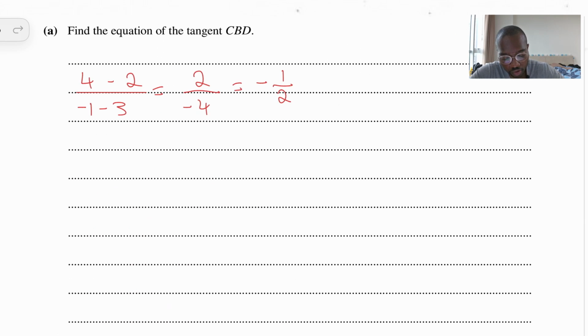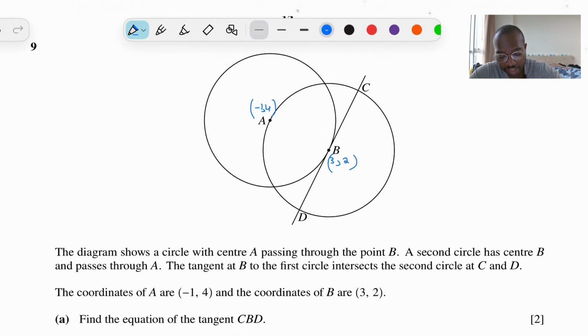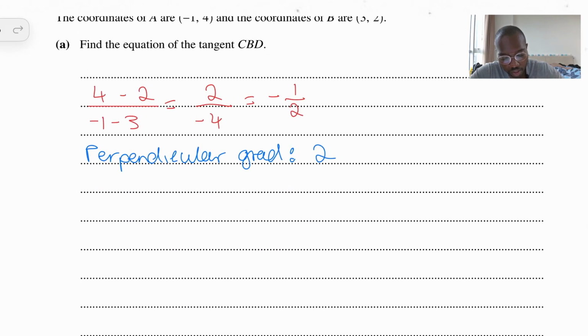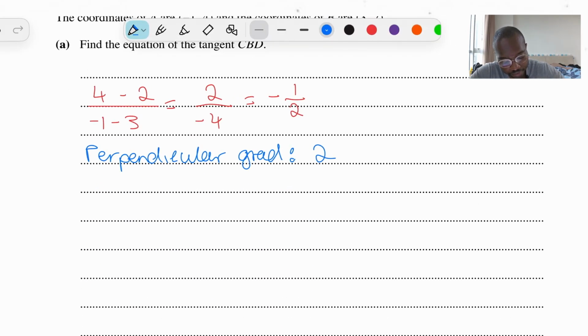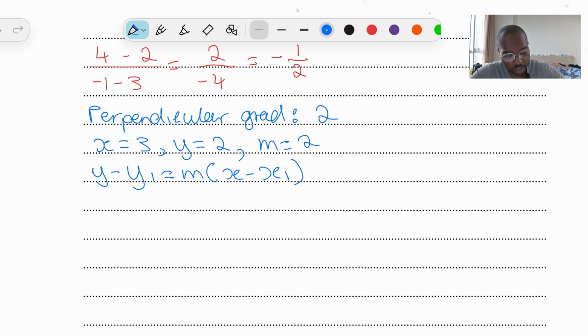So if we know that's negative a half, we know the perpendicular gradient would be a positive 2, because it's the negative reciprocal. So this line here has a gradient of positive 2, and it passes through 3, 2. Therefore our x1 value is 3, our y1 value is 2, and our m value is 2. We can use the equation of a straight line, y minus y1 equals m times x minus x1. Just plug in our values, and that should give us our answer.